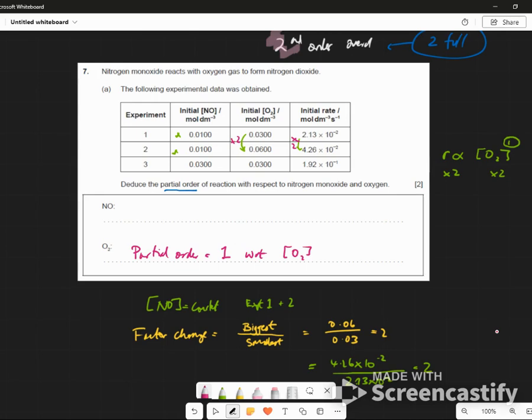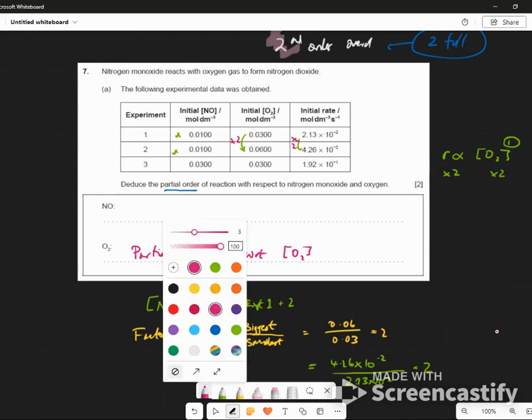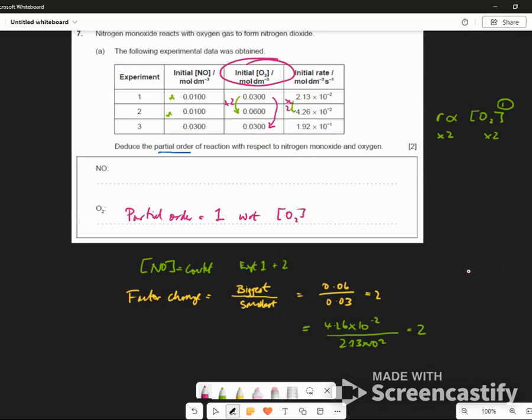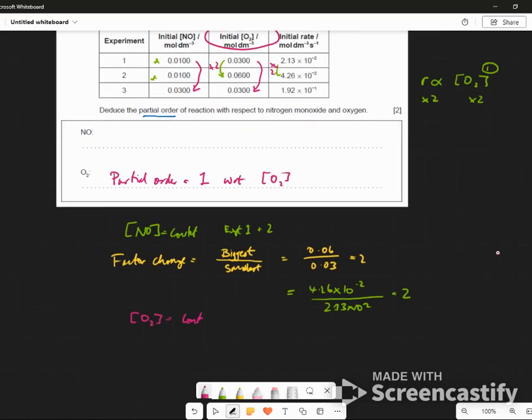All right, now I don't want to get rid of this because I want this on the PDF at the end. I'm going to use these two, because with these two I'm keeping the oxygen constant. Okay, so here now the oxygen concentration is constant. All right, and what do I do here? Well, from here to here, you can probably see it's a factor of 3. I've just done that by eyesight.